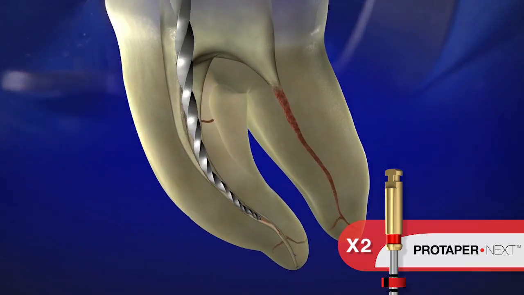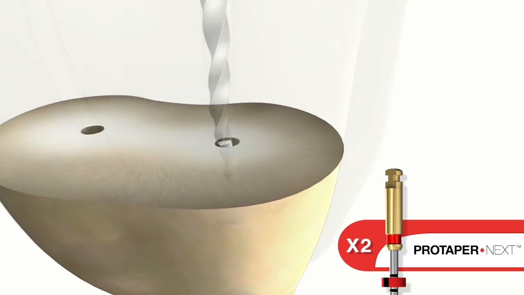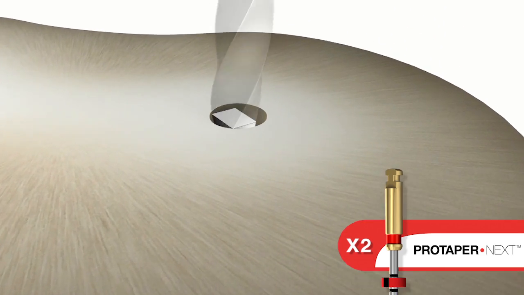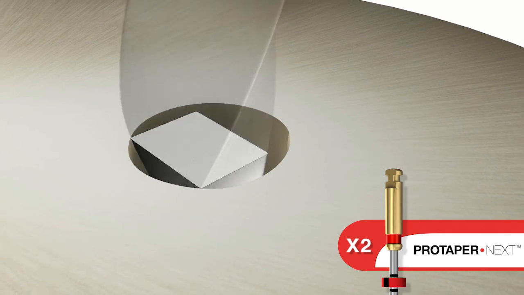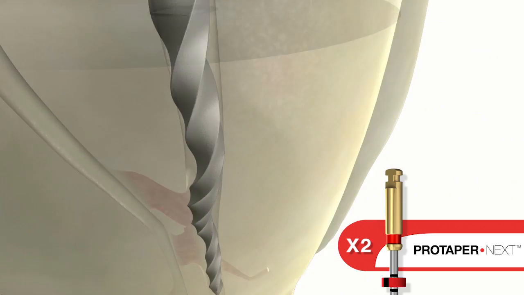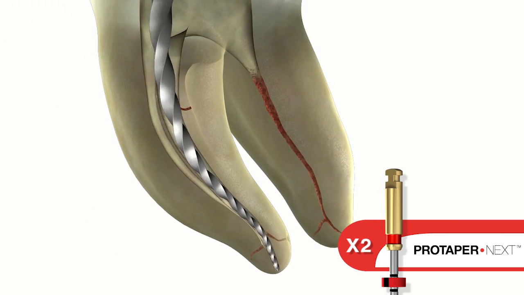Let's take a quick look at one of the unique design features of the Protaper Next instruments. Notice in this cross-section only 2 points are contacting dentin at one time. The extra space allows for efficient augering of debris coronally while improving cutting efficiency.